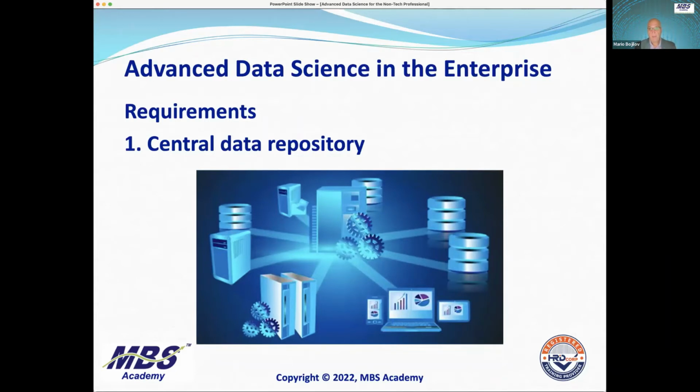Most organizations do have something like a data warehouse or data lake already, so you can piggyback on that. If not, most organizations have blanket licenses for either Oracle or Microsoft SQL Server, and it's very easy to deploy a database instance and start using it.